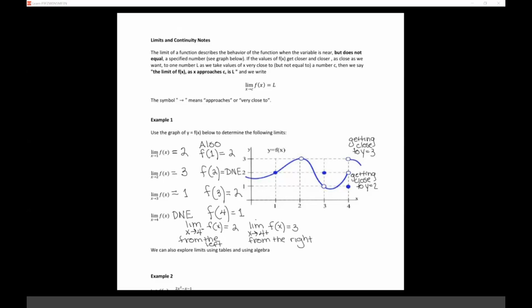Okay, and as soon as you see 2 different values for the limit from the left and the right, you know the limit itself as x approaches 4 does not exist. Okay, so I think these are kind of all the varieties of what can happen with limits graphically.